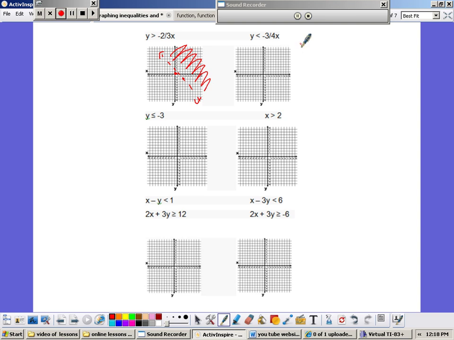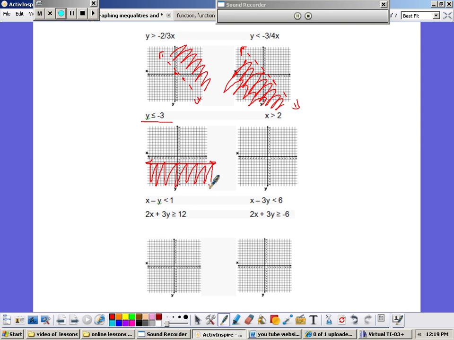This one, nothing's on the back, so it starts at 0. It drops 3, goes to the right 4. It's negative. It's dotted because there's no equal to sign, and it's less than, so it's colored up. Now remember, this coloring goes on and on and on, so it's not just where I color, it's anything under the line. This is a horizontal line, y equals negative 3. It is solid because it has an equal to, so it means everything on the line is also part of the solution. Y is less than, so it's colored down.